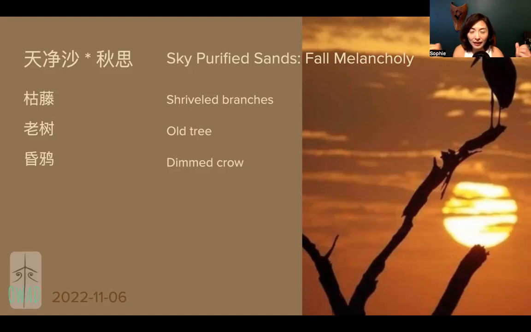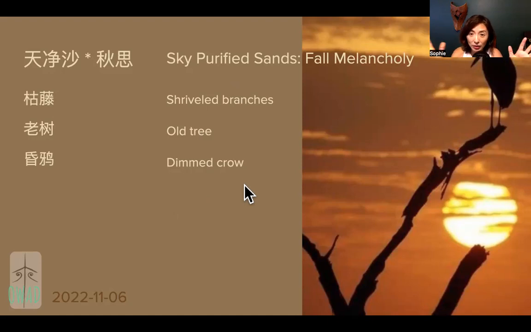And 老树, again, this tree stands there for a long time, and it's an old tree. And then 昏鸦 is basically, well, this is a water bird, right? But it's a crow we're depicting here. So the crow is standing in a sunset background. Or you can say the crow itself is at its own sunset. So it's an old tree plus an old crow. So nothing is really lively over there.